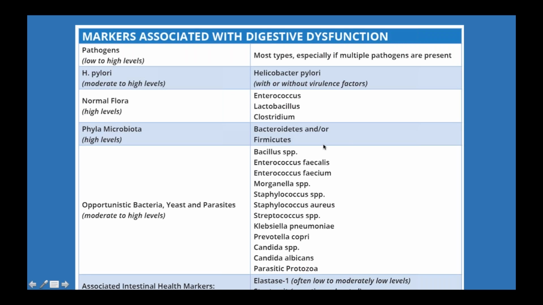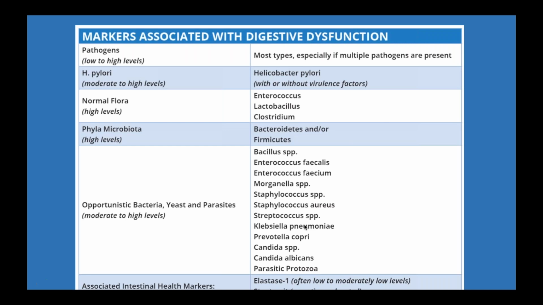So we frequently see Bacillus elevated. Enterococcus and Streptococcus are probably the two most common. Those are also the two that are most often cited in research as being elevated when stomach acid is not sufficient. We often also see Morganella, Staphylococcus, Klebsiella. Again, that's an oral species.